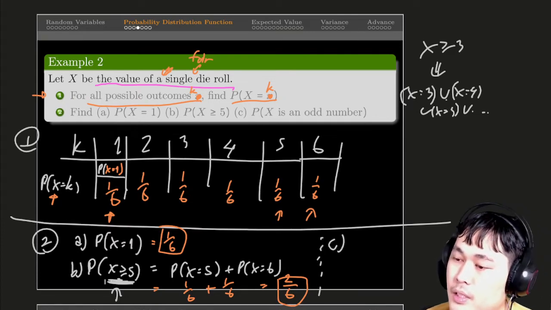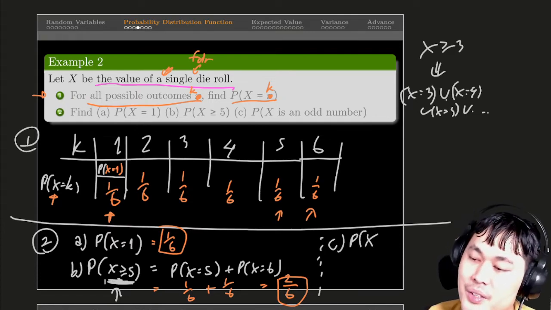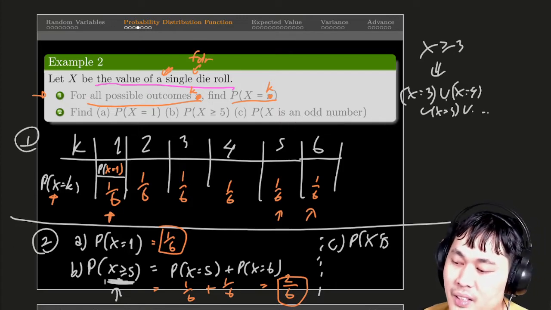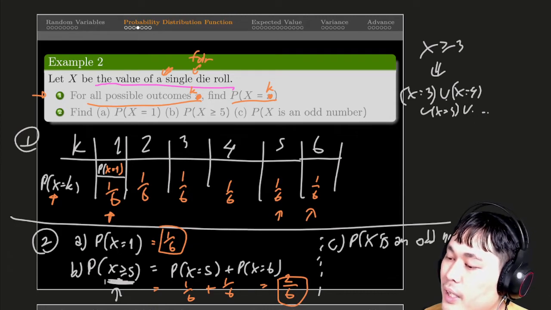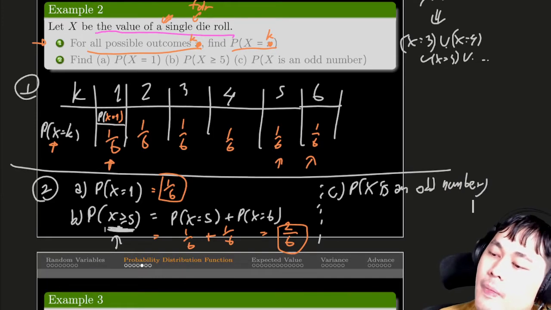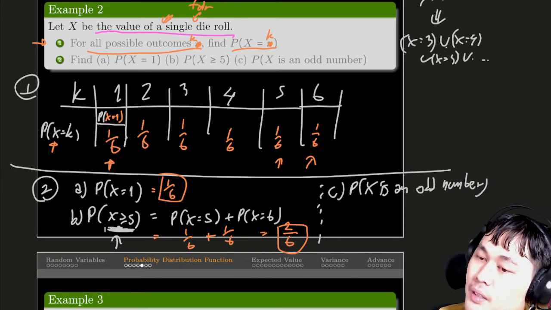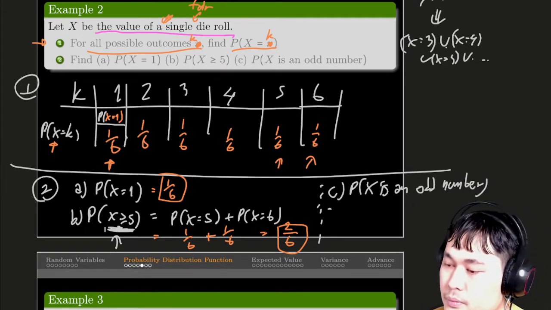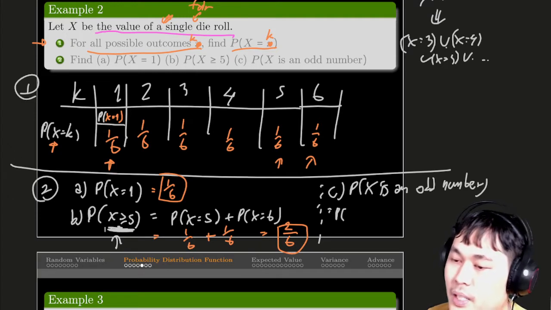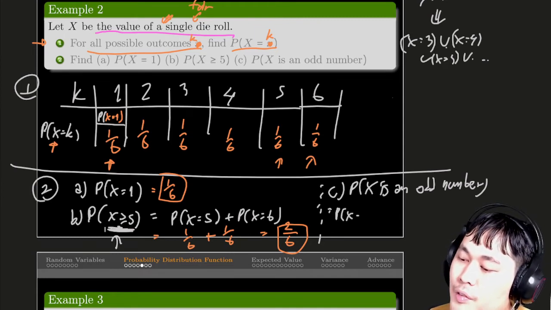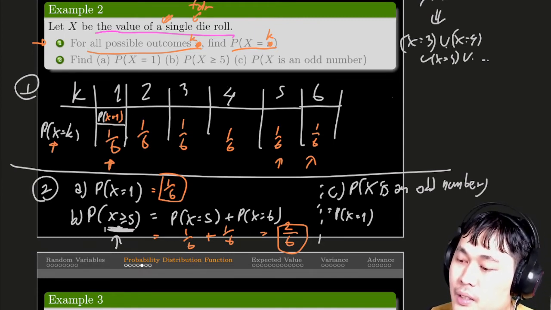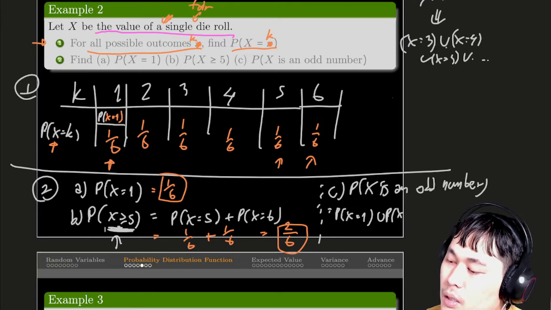And lastly, sometimes you can write that as a sentence. There's nothing wrong with that, as long as you have variables somewhere. For C, we are looking for the probability where the value is odd. And here we can simply list them again because we can see there are only 6 cases for that k. So when it's odd, it has to be either 1, or 3, or 5.